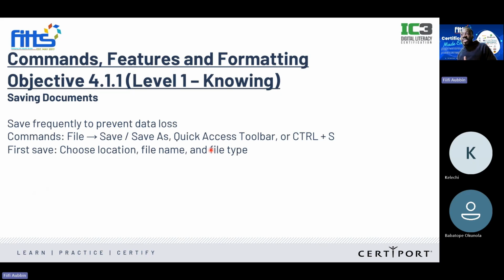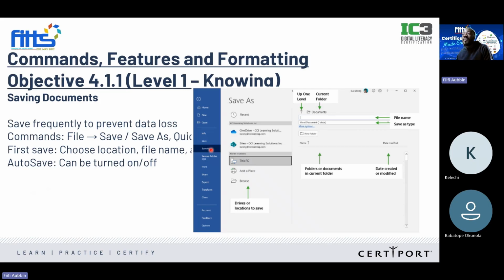Before you first save, you need to choose your location, give the file name and the file type. And the autosave can be turned on or off. If you're using Office 365 and you want it to be backed up to OneDrive, you can just turn the autosave on. So while you work on it, automatically it's being saved. But if you don't want that, you can turn it off. Okay, so this is just an illustration of it.